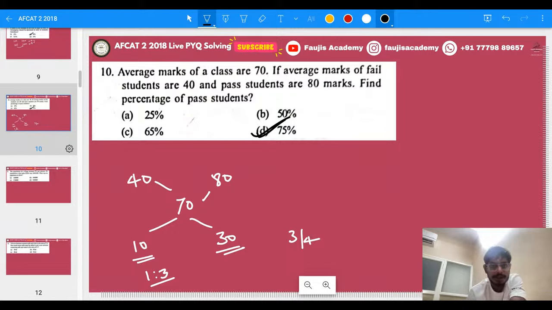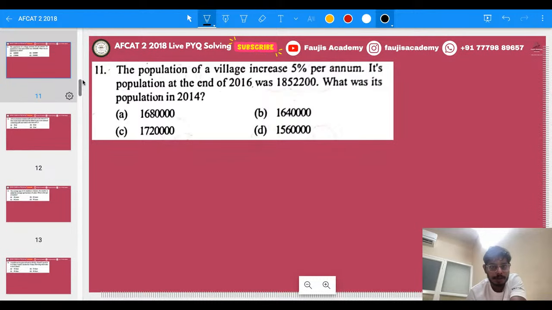All right. Let's move to the next one. The population of a village increases by 5% per annum. Its population at the end of 2016 was 1,852,200. What was its population in 2014?